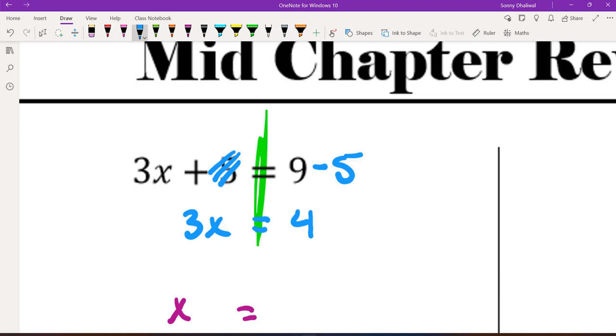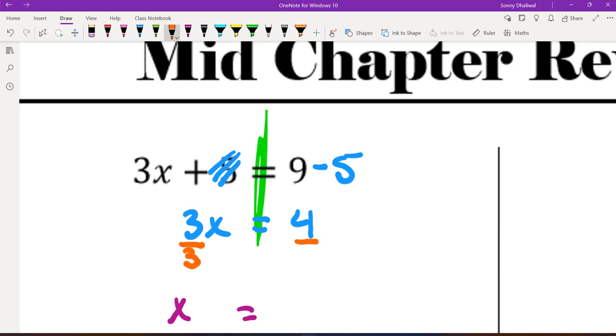So this 3 still needs to be moved away from this side. How do we move that 3 away? Right? Emma? You divide by 3. Remember, we're doing the opposite. Because that's 3 times x. So you divide by 3. Because that 3 on the top gets cancelled by the 3 on the bottom.